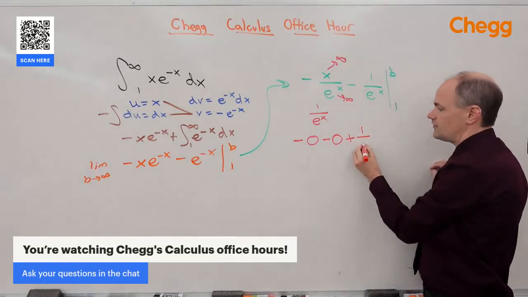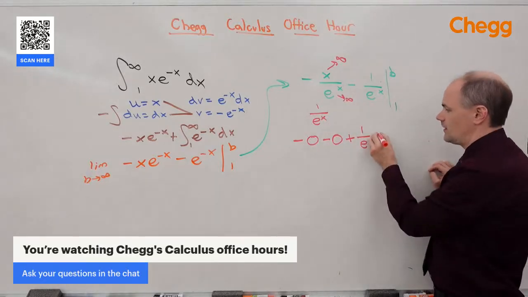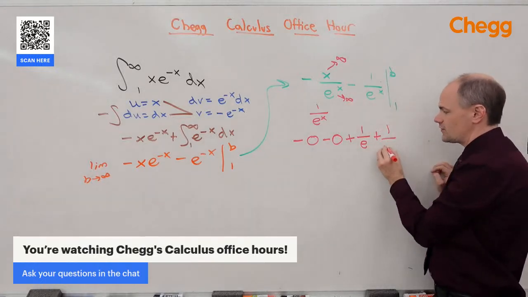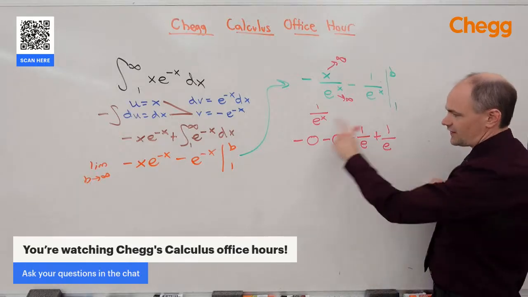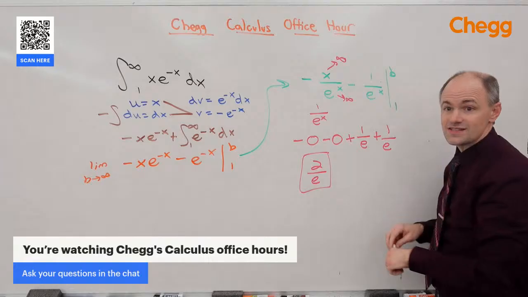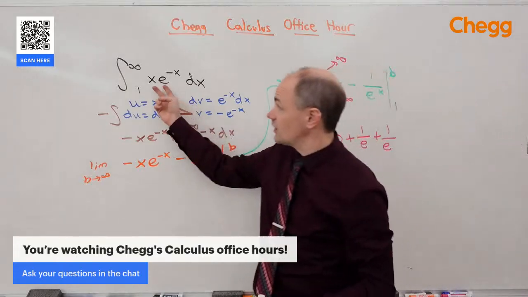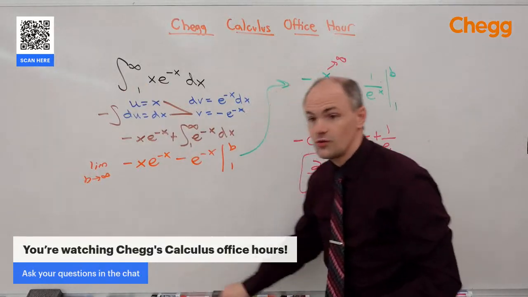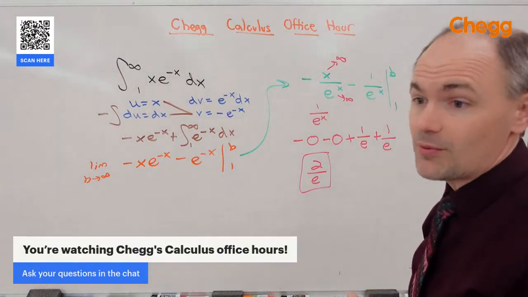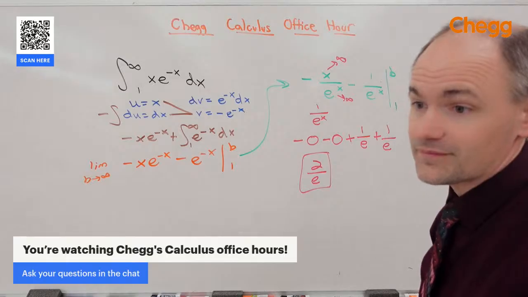Then we're going to plug this lower limit in, change the subtraction to addition because we're subtracting a negative. 1 over e to the first is 1 over e, plus, because we're subtracting a negative, plug the 1 in. 1 over e to the first is 1 over e. And if I combine my terms, we get 2 over e is the area underneath this curve from 1 up to infinity. So that's kind of how I would do an improper integral.